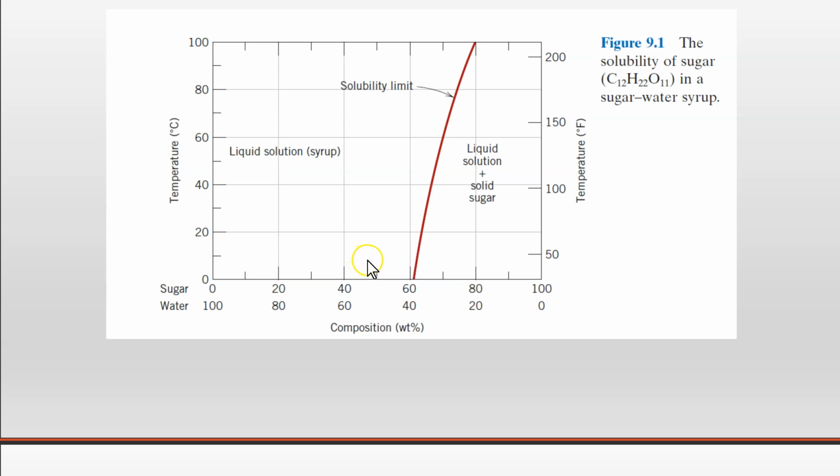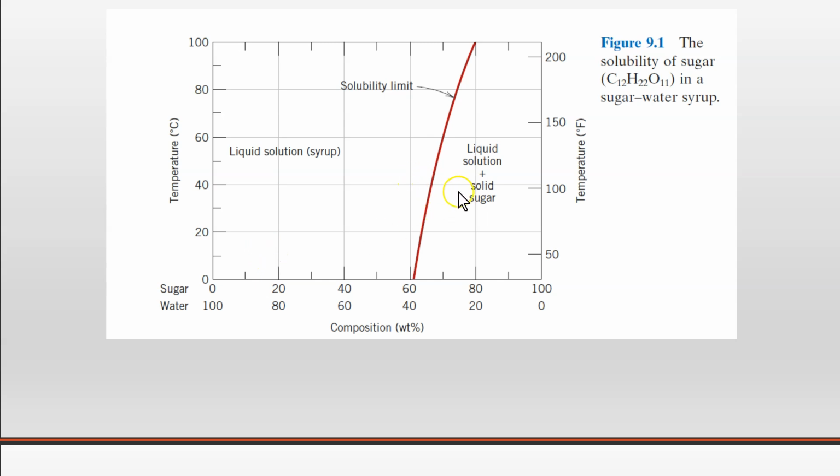This can be expressed on a phase diagram that plots composition. Because we have two components, we've got composition here on the x-axis, and you can see that it is in weight percent of sugar. So the amount of sugar in the system is expressed in terms of the weight of sugar divided by the total mass. And on the vertical scale, we see temperature.